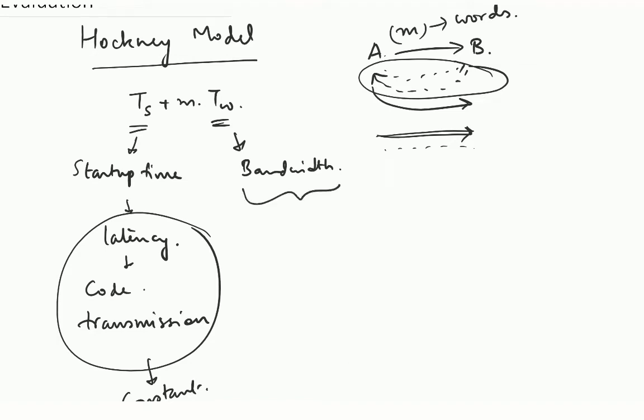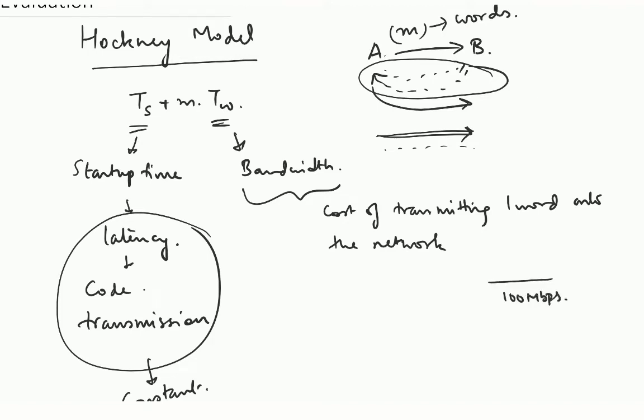The part that is dependent on the data is determined by Tw. So what is Tw? Tw is the cost of transmitting one word onto the network. So how long does it take to transmit one word? Let's say your link bandwidth is 100 Mbps, or megabytes, let's say bytes, and let's say our word is 1 byte. How long would it take to transmit one word? That will be nothing but 1 by 100. That is the time it will take to transmit one word. Here I'm assuming that 1 byte is 1 word.